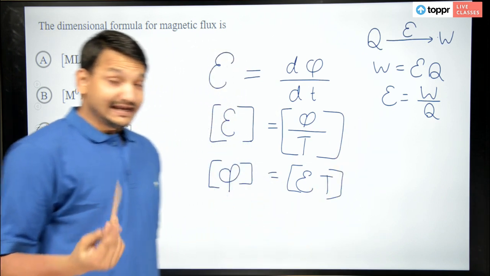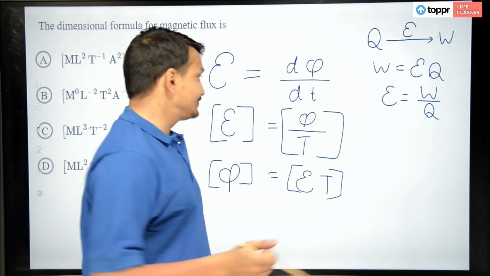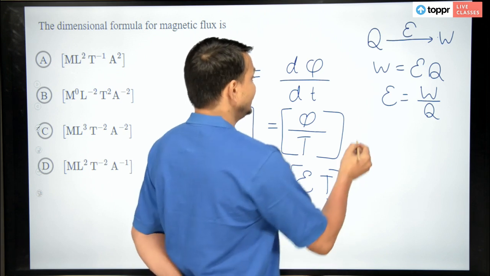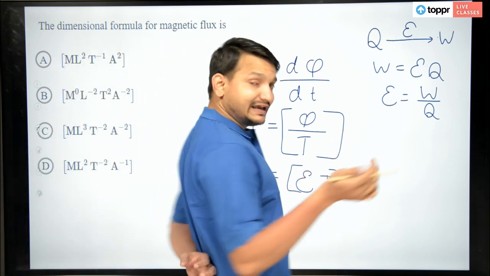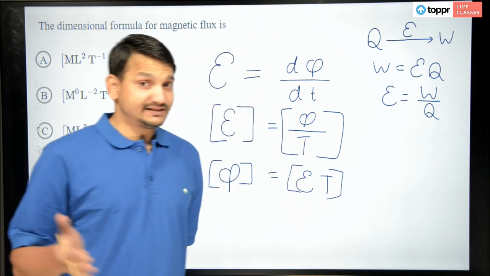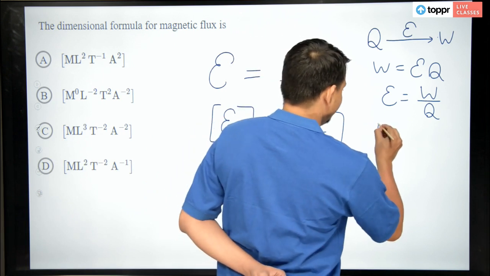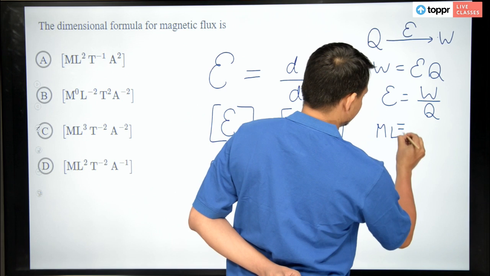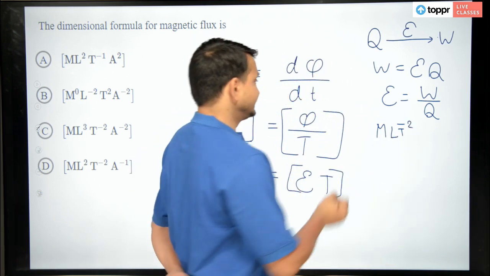Now again, W is also not a fundamental quantity, but we can convert it very easily using force and length. Force times distance is work. And we have just discussed the dimensional formula for force, that is M L T inverse square. Now multiply length into it.